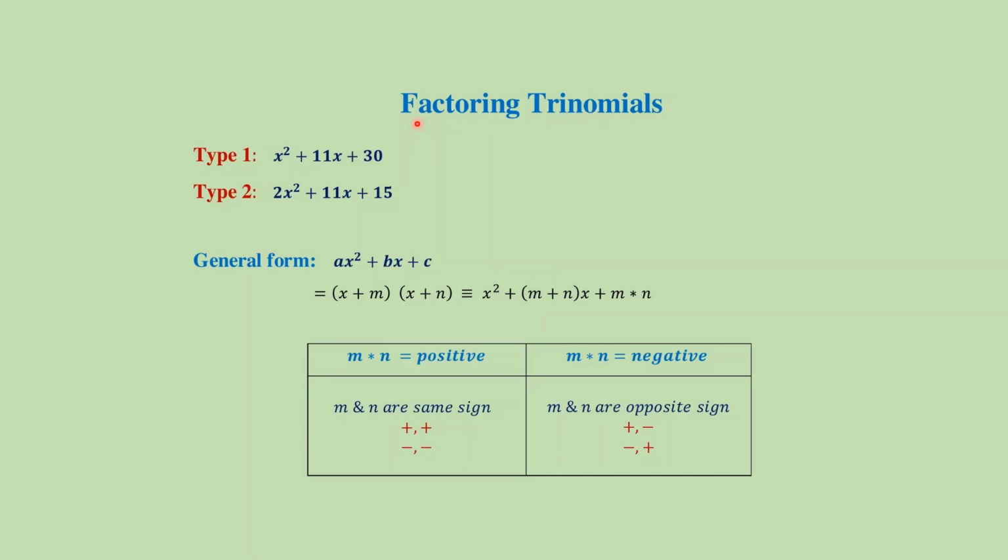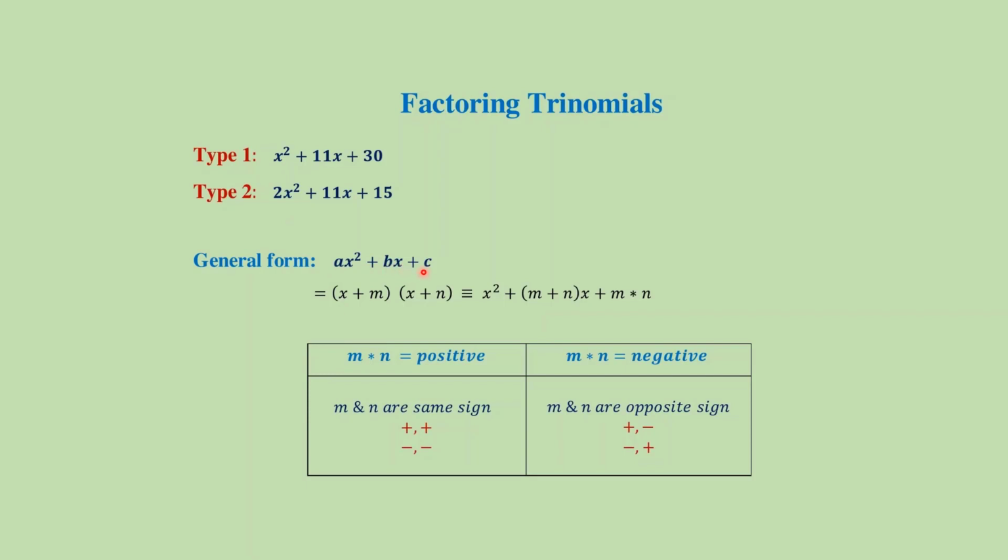In this video, we will learn the way to factorize a quadratic equation quickly. There are two types of quadratic equation. Type 1, when the coefficient of x square is 1, and type 2, when the coefficient of x square is other than 1. The general form of a quadratic equation is ax square plus bx plus c.